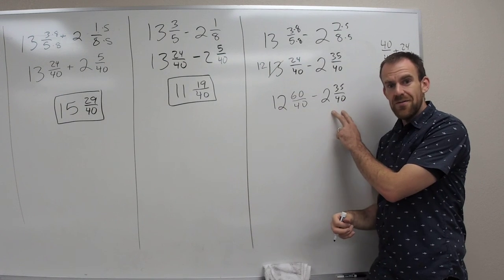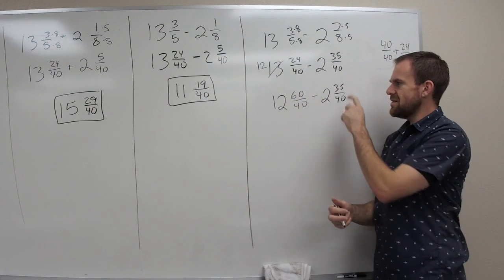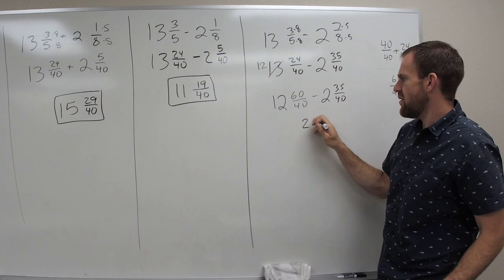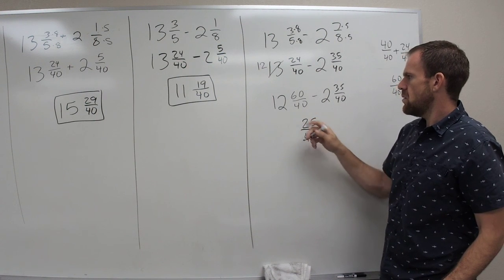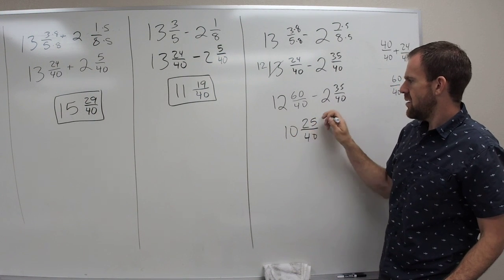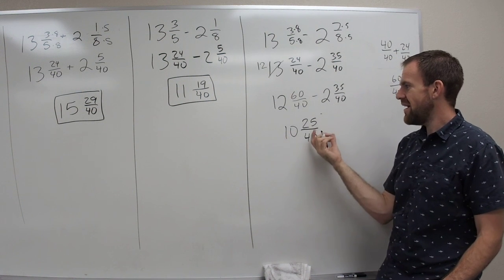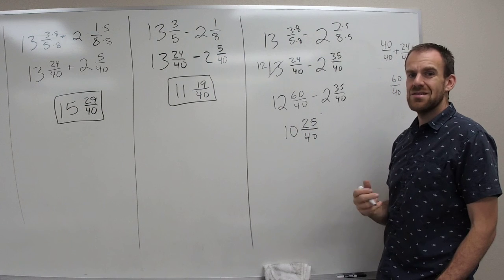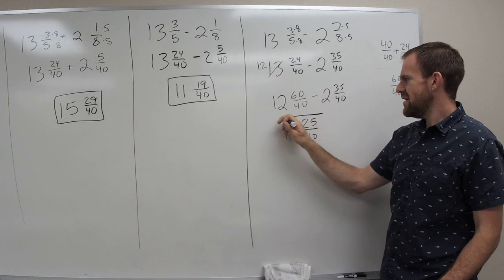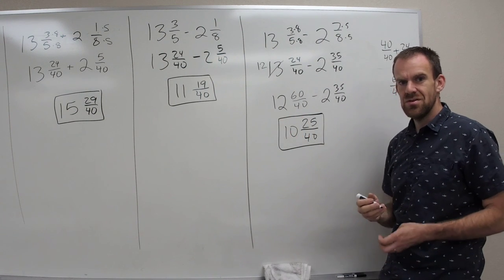Now I can subtract the fractions first, which is what I want to do. 64 minus 35 is 29. 12 minus 2 is 10. I'm going to check my answer to make sure this number is not bigger than the denominator. Otherwise, I have to give back to the whole number. Otherwise, we are good to go.